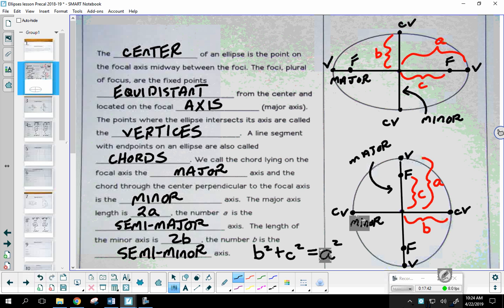So let me go ahead and give you some time. Here's a bunch of vocabulary, and I've got a couple of ellipses diagrammed for you. I'll give you a couple minutes to jot that down, and then we'll start talking about what all this means.